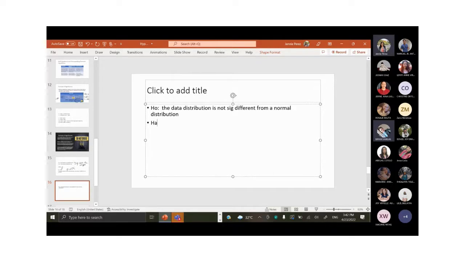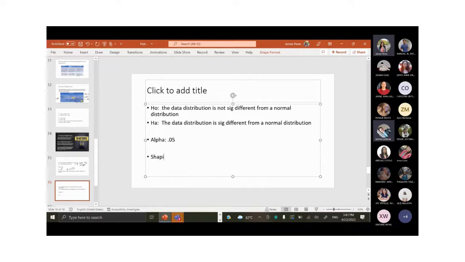Now, your alternative hypothesis would say the data distribution is significantly different from a normal distribution. Now you set your alpha. So what is your boundary? Okay, that you can allow yourself to commit a type 1 error. So I give 0.05. 0.05. Yan. Now, and then you do statistical test.